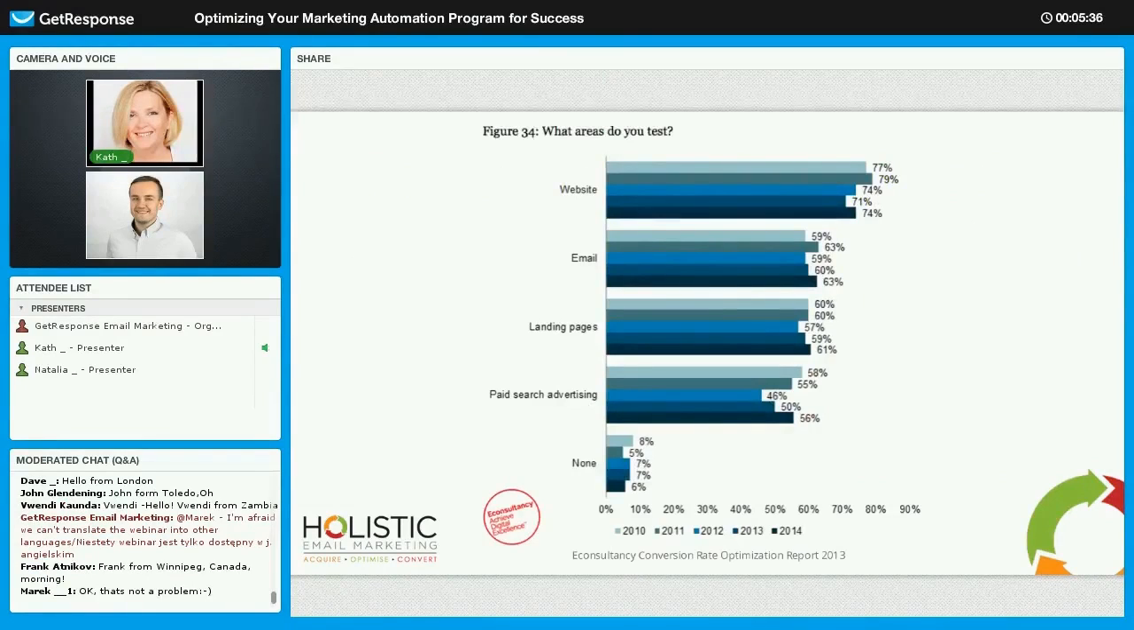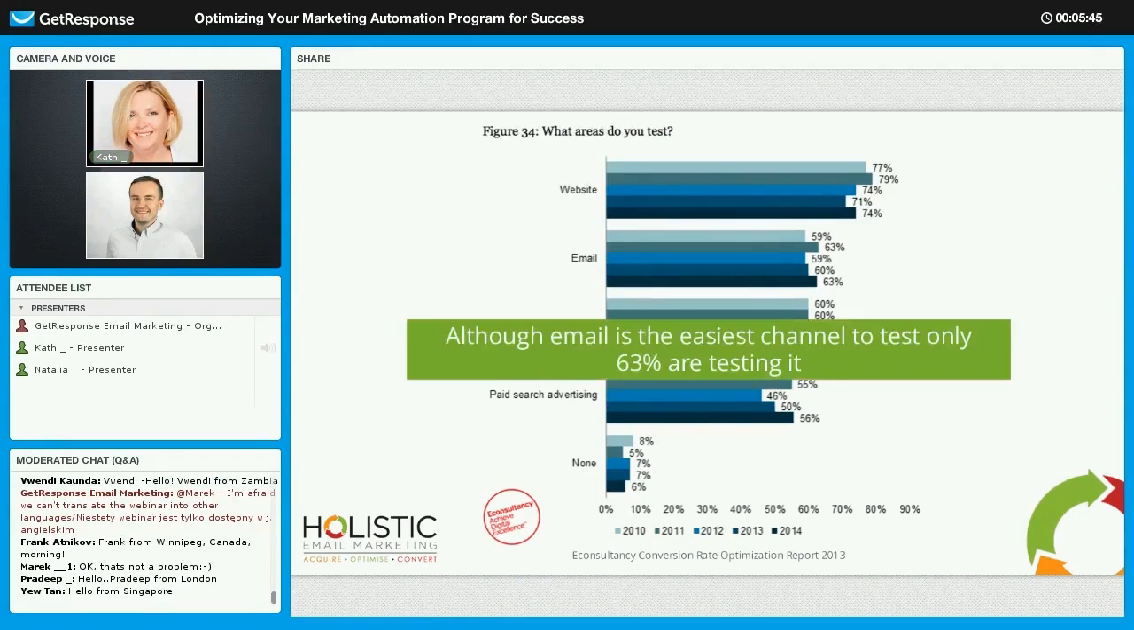Now, Econsultancy, in the conversion rate optimization report, asked marketers this question: what areas do you test? And even though email is definitely by far the easiest channel to test, most of the ESPs out there, the email service providers, the marketing automation providers such as GetResponse, all provide incredibly easy to use testing tools within their systems. Even though email is the easiest channel to test, only 63% are testing it.